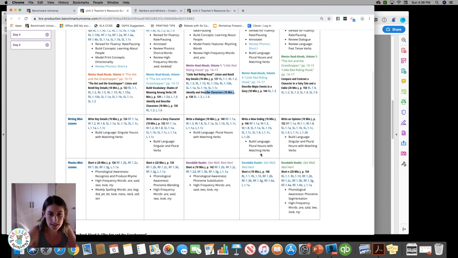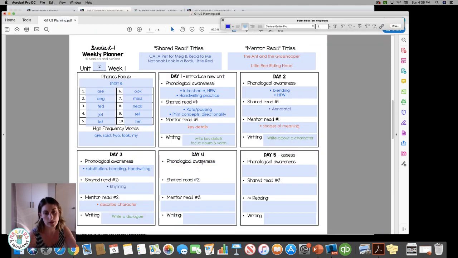Okay, and then let's see. We've got the next day, I have this here, phonological awareness, because this is a shared planner with Kinder and First, and Kinder has phonological awareness every day. In first grade, there isn't the phonological awareness piece on day 4, but you can just write in what the decodable focus is. And the decodable is going to be Get Well, Red Hen. And in this, you're going to be bringing in blending, the high frequency words, and there's also the comprehension connection.